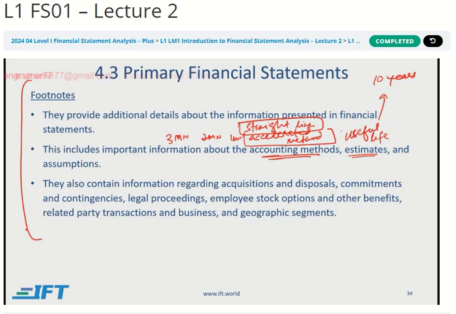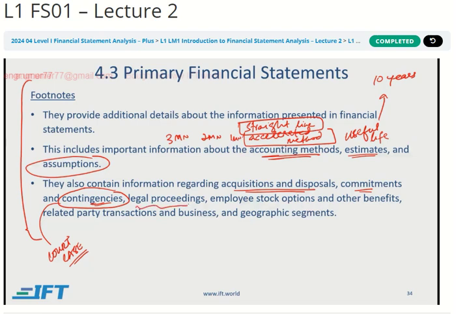Whichever method the company is using, whatever estimates they are making and whatever assumptions they have, they need to be told to the users of these financial statements through the footnotes, right? Any other information regarding acquisitions or disposals, and any commitments or contingencies which are off balance sheet, that they are not showing on the balance sheet but are contingent on some event happening. Let's say there is a court case going on, and if the company loses that court case, there is going to be a big loss. So naturally the balance sheet will be impacted, right?